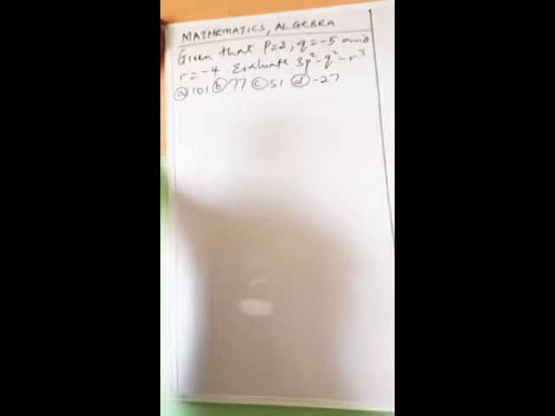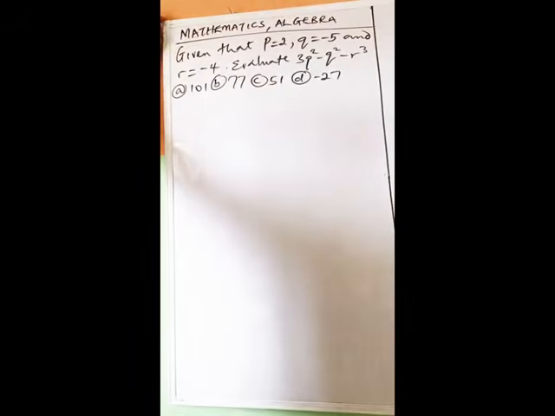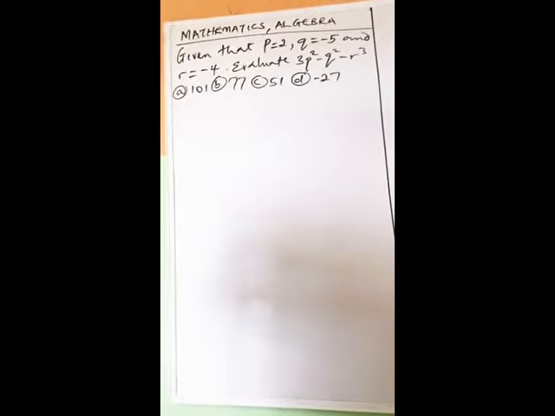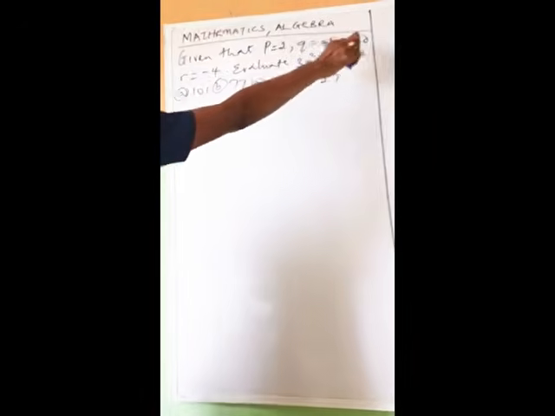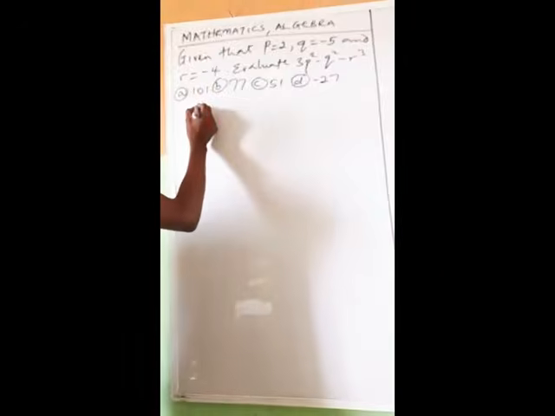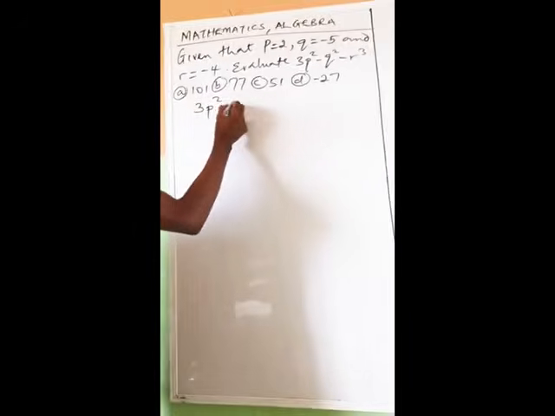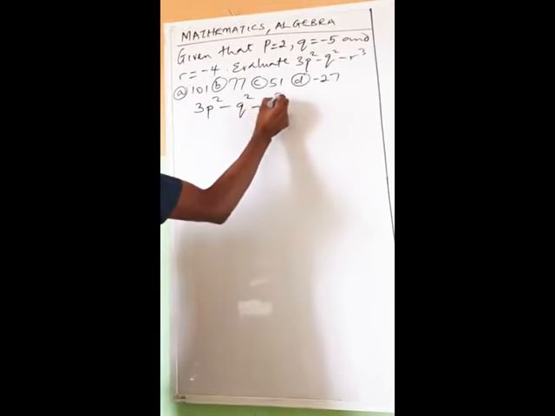Now, here's the question. Given that P equals 2, Q equals minus 5, and R equals minus 4, evaluate 3P squared minus Q squared minus R cubed. You were given the following options: A, 101; B, 77; C, 55; and D, minus 21. So let's look at what we are supposed to do. These are the values of your P, Q and R. So we write out the question: 3P squared minus Q squared minus R cubed.